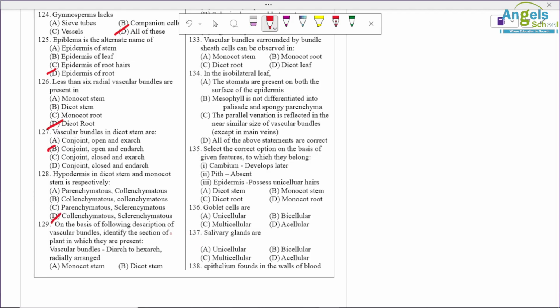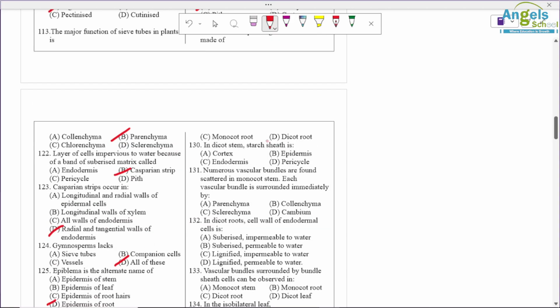On the basis of the following description of vascular bundle, identify the section of plant in which they are present. So vascular bundle, diarch to hexarch and radially arranged. Diarch means 2 in number and hexarch means 6 in number. So these are again features of dicot root only. In dicot stem, starch sheath is present in endodermis. So C is the correct option.